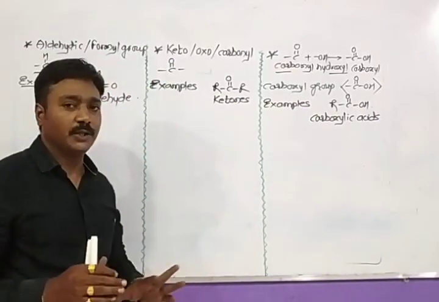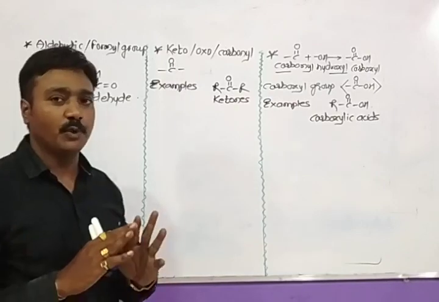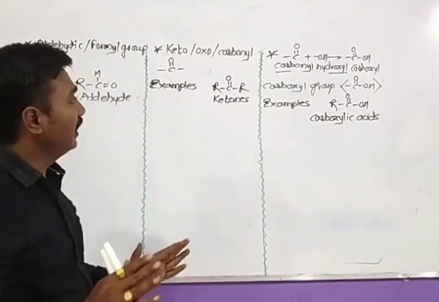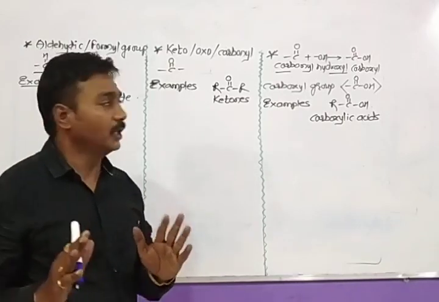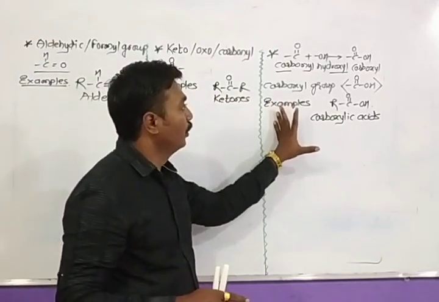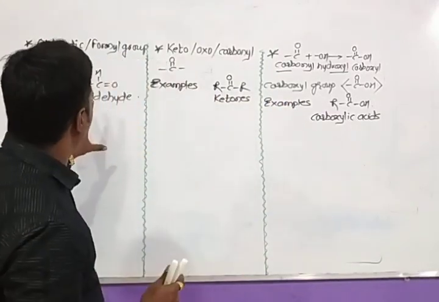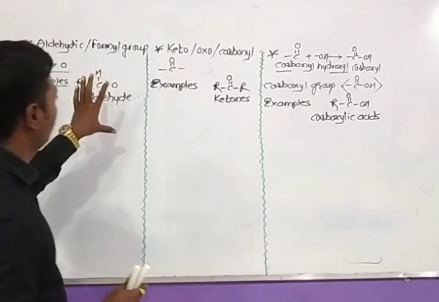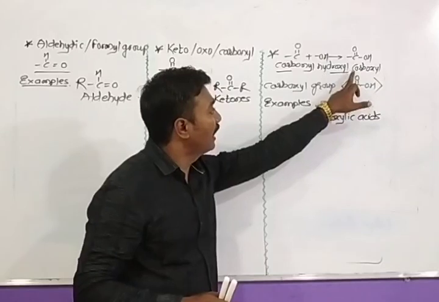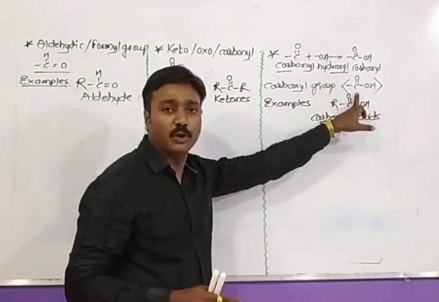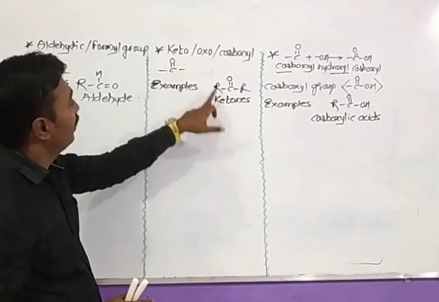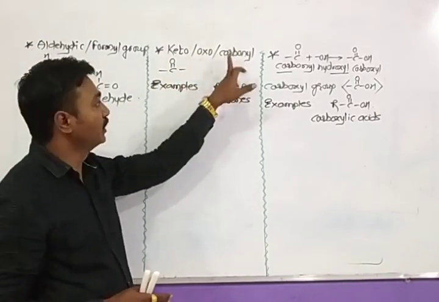From the last few lectures, we are discussing the different types of functional groups in organic compounds. In the previous lecture, we already discussed the aldehyde group and carboxyl group. Now we are again going to discuss the same aldehyde group and carboxyl group. Also, we are going to discuss the ketonic or oxo or carbonyl functional group.